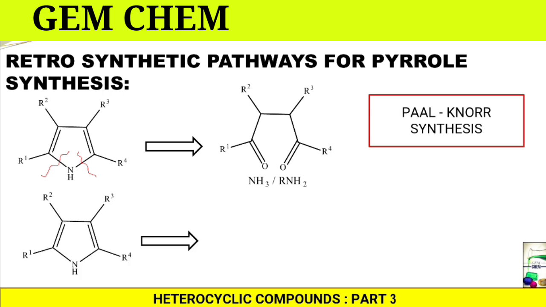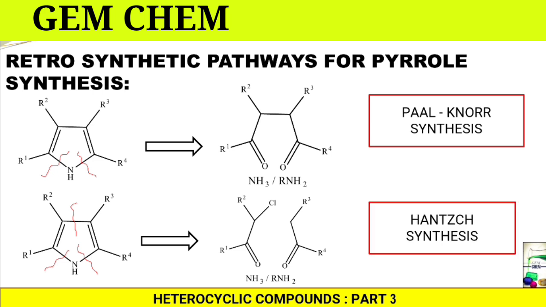Next, another method is that we can have a substituted pyrrole, and in that case the disconnection approach will be something different. We are trying to disconnect from here, from here, as well as from here. So in that case, the substrate comes to be this part, we have a chloro part and these two are diketone. And we have NH3 and RNH2, which react with the two ketones present in the two different substrates. This type of synthesis is known as Hantzsch synthesis.